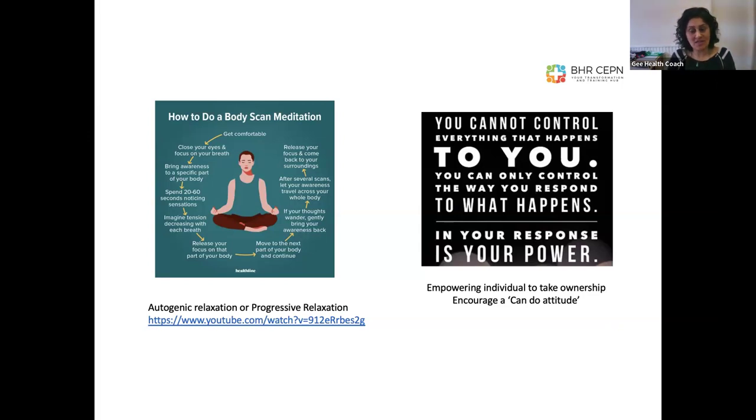And what we really do with our patients is that we talk to them about stress and anxiety. It is such a situation that we may not be able to control everything that happens to us. We may not be able to control the stressor or the situation at that time, but what we can control is our response to it. So it's empowering that behavior change, or empowering them with skills and techniques to control their response to whatever they're having to deal with. So it's encouraging that can do, I am still in control kind of mindset. Next slide, please.